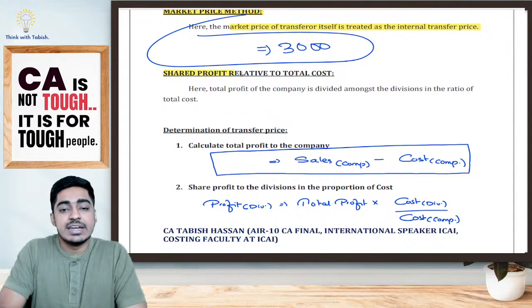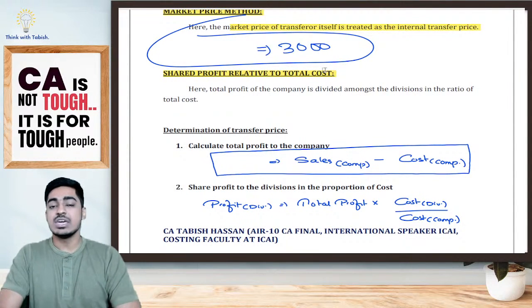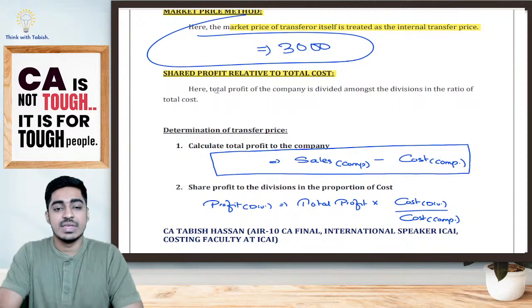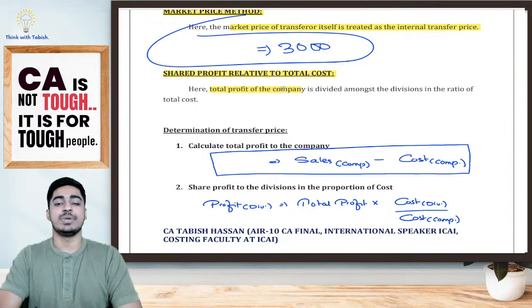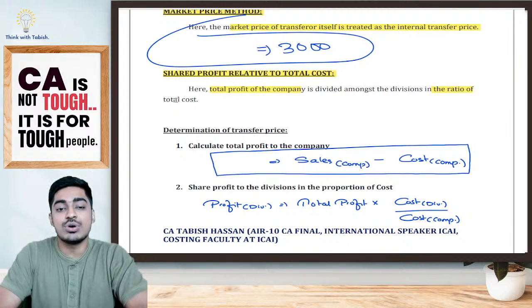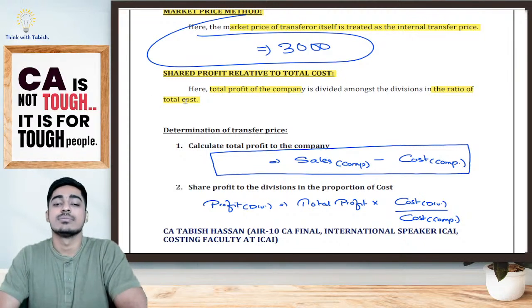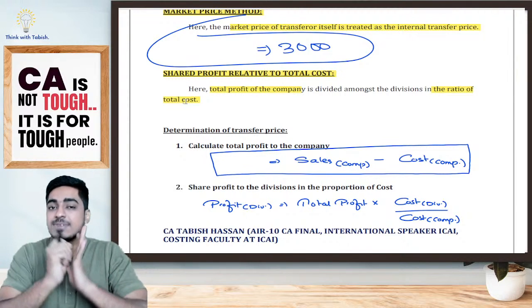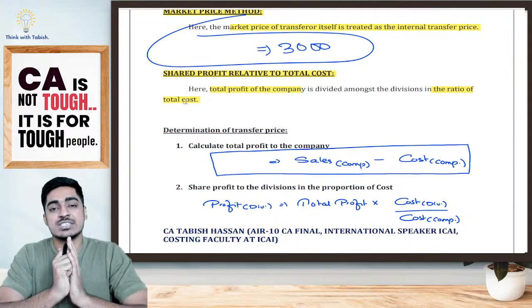Shared profit relative to total cost. Here the total profit of the company we will distribute between the divisions in the ratio of the cost incurred. What we are going to do? First, we need to calculate transfer price, right? So we'll tell yes, transfer price.